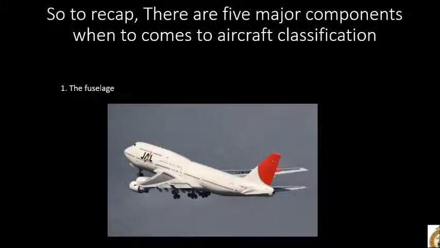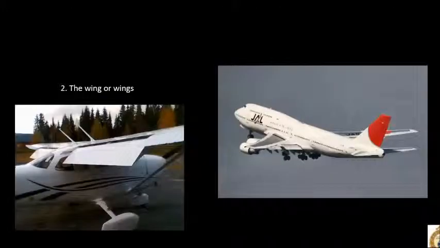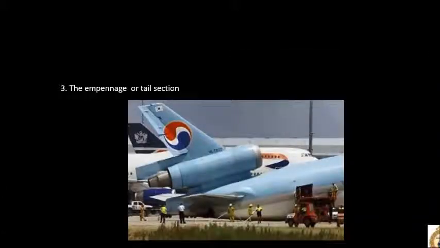So to recap, there are 5 major components when it comes to classifying an airplane as an airplane. I'll put aircraft there, but just think airplane. We have a fuselage. We talked about that. It houses the cockpit, passengers, cargo, and is the main attachment of all the parts. Wings. Planes have got to have wings. Gliders have wings, but when we talk about wings, we're saying this is just one aspect of what makes an airplane. We have a tail section or empennage.